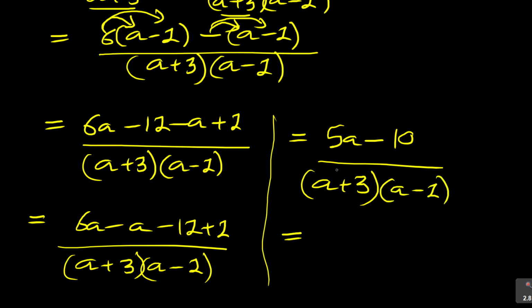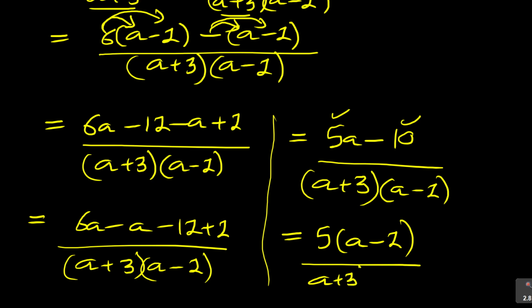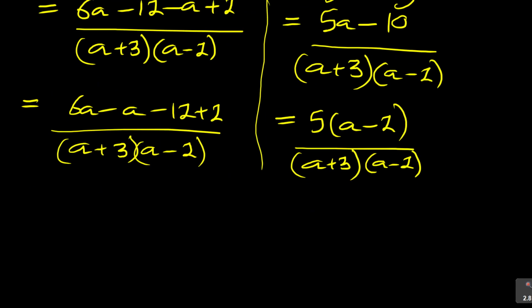Seeing that equal to, now it might look like it's done, but be careful. 5a and 10, you see there's always a lot to go about with this. 5 is common, and then 5 into 10 is minus 2 over a plus 3 and a minus 2. You see what I'm saying? Then it continues to finalize, a minus 2 over a minus 2, which is 5 over a plus 3.